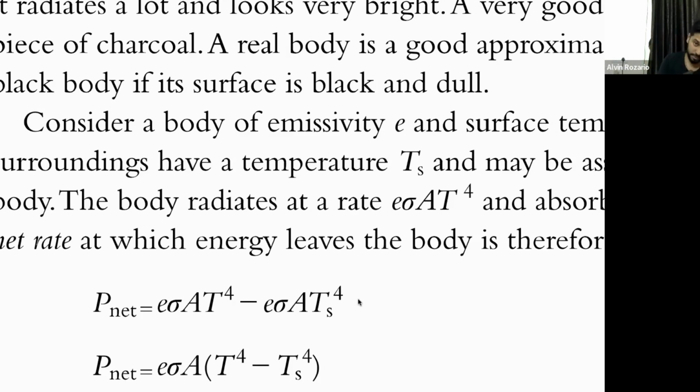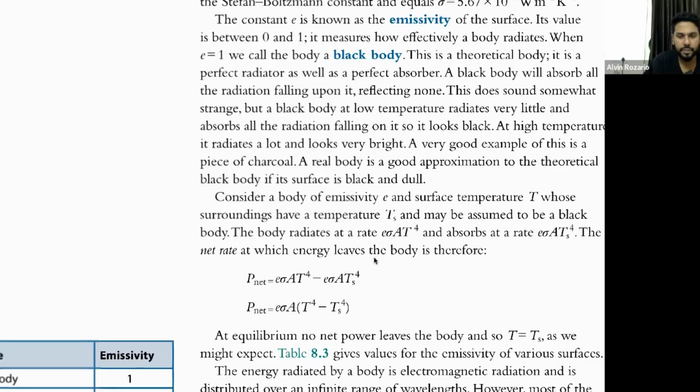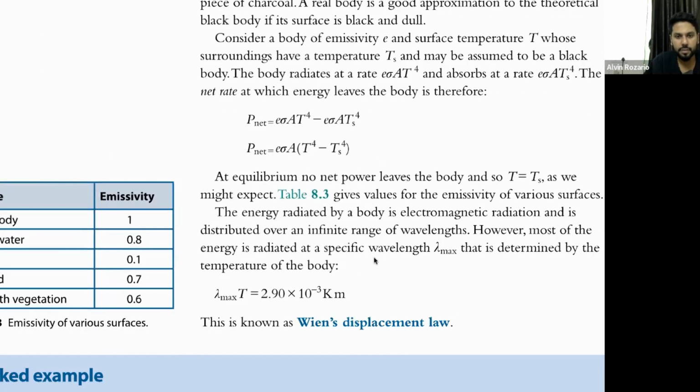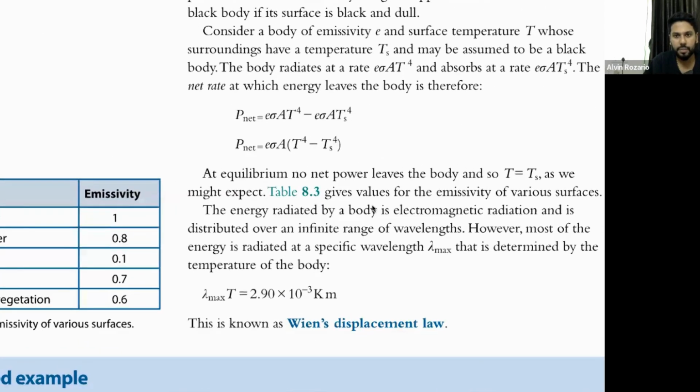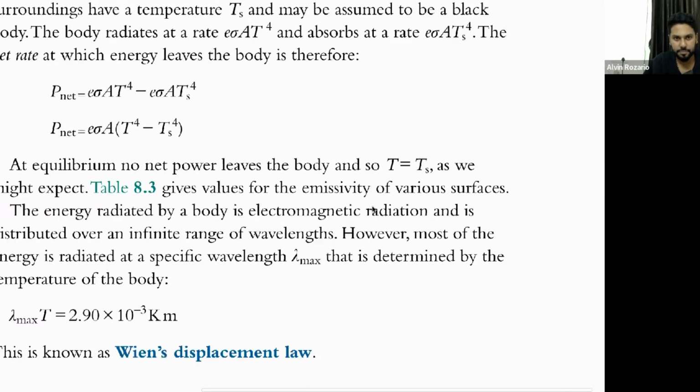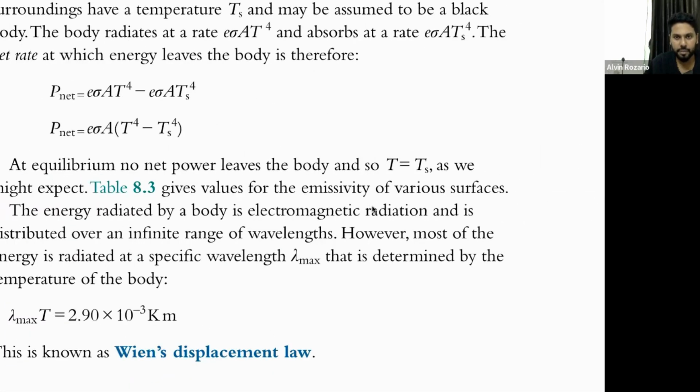So Ts is the temperature of the surrounding. So this is the energy emitted. At equilibrium, no net power leaves it. At a certain temperature, no net power leaves the body.